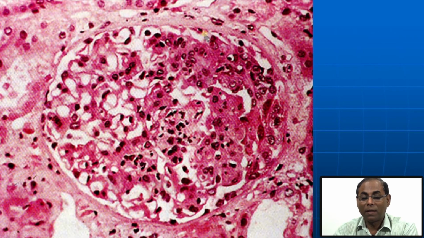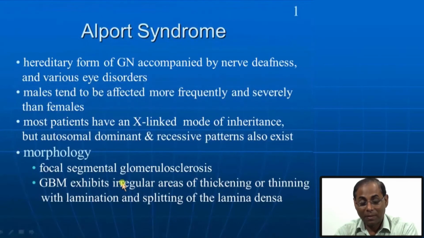Now, this is one, for example, where one segment is hypercellular with both endothelial cells and mesangial cells, with neutrophil infiltration. So, this is typically a focal proliferative glomerulonephritis.